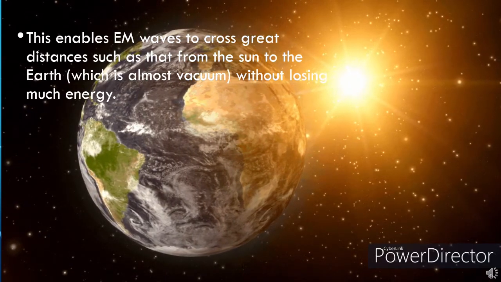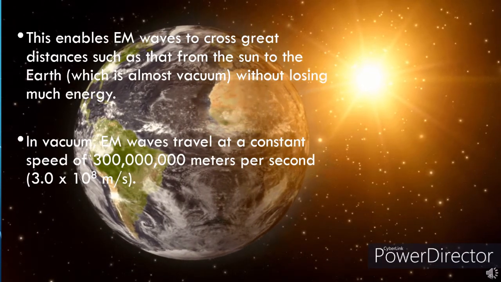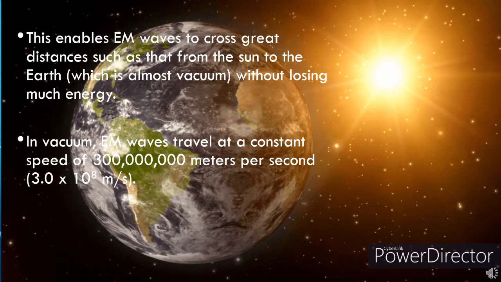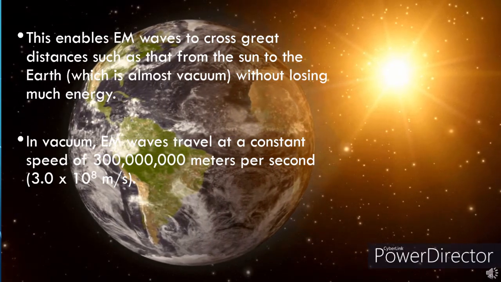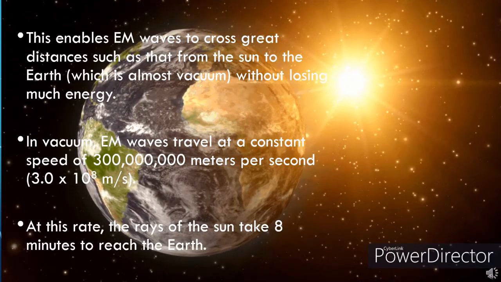In vacuum, EM waves travel at a constant speed of 300 million meters per second or 3.0 times 10 raised to 8 meters per second. At this rate, the rays of the sun take 8 minutes to reach the earth.